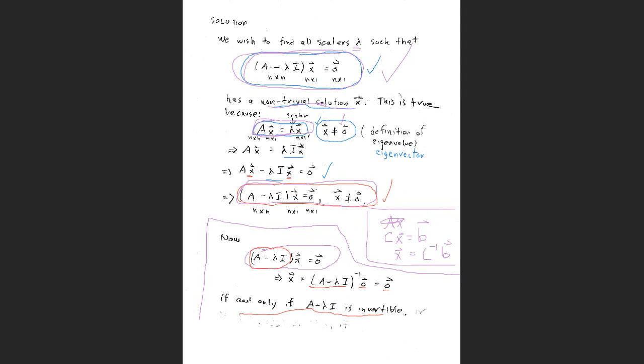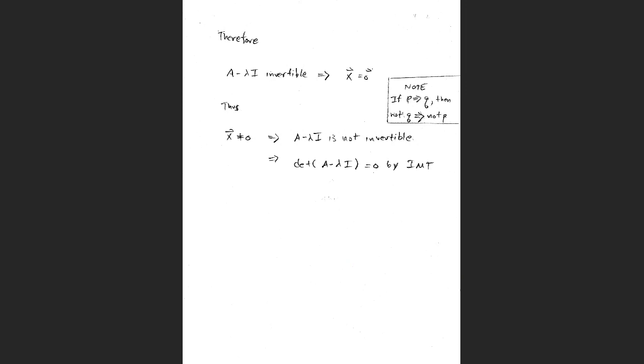Okay. So if A minus lambda I is invertible, this means that the vector x equals 0. But we don't want that, do we? Because if the vector x equals the 0 vector, it's not an eigenvector. What we want is solution vectors x that are not 0. But if that's the case, then A minus lambda I cannot be invertible.